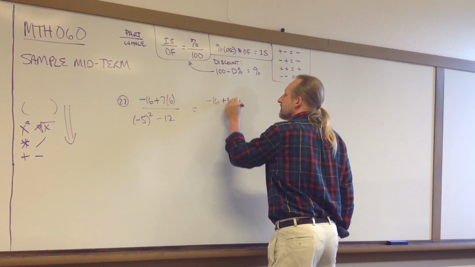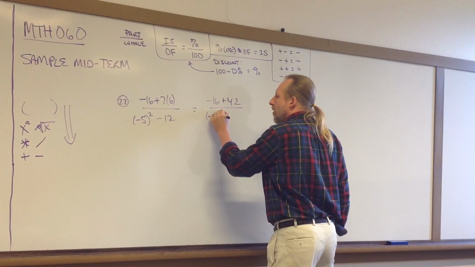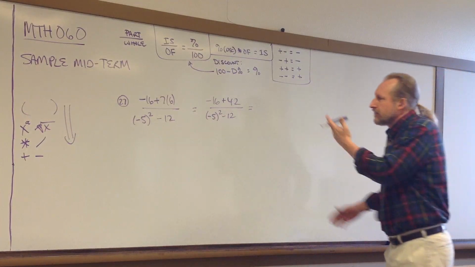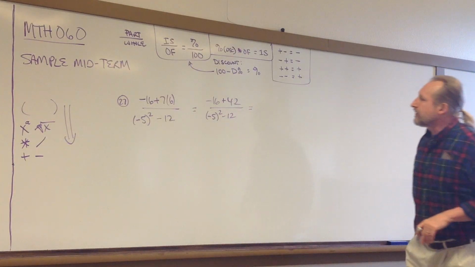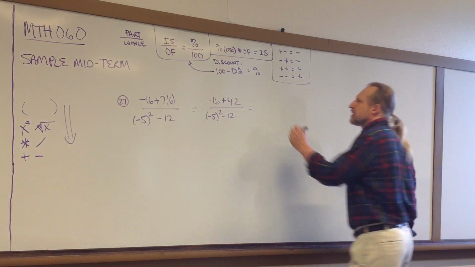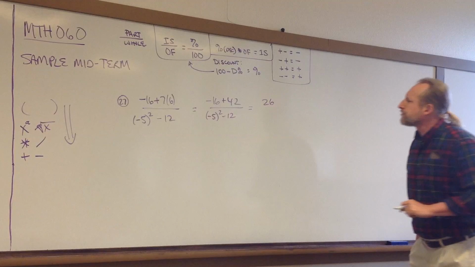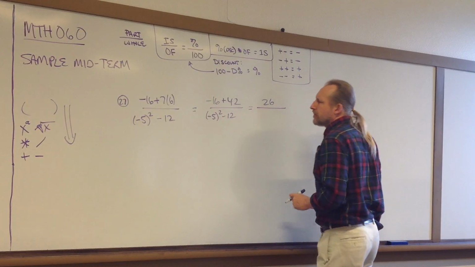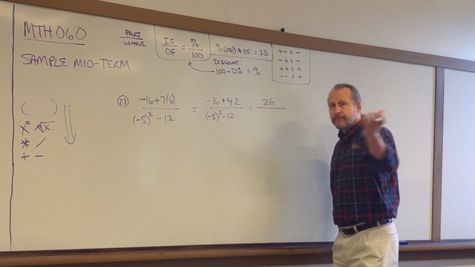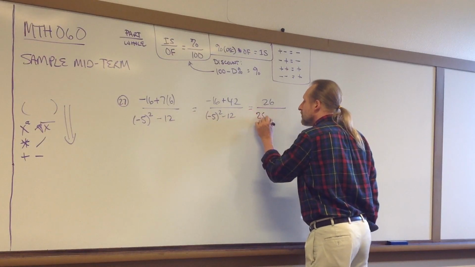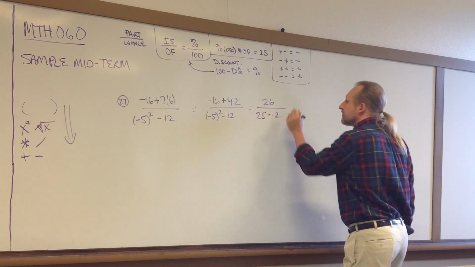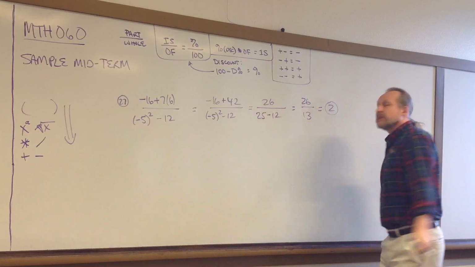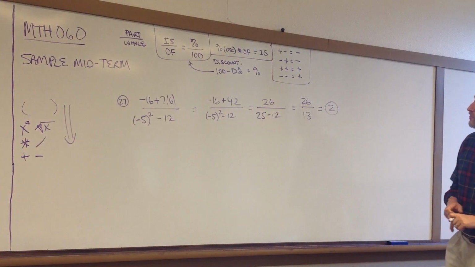And so we'll multiply 7 times 6 is 42. And then we'll do 42, or negative 16 plus 42. I think of it as 42 minus 16. It's the same thing. What is that going to give us? 26. Okay. Positive 26. Then down on the bottom, let's just square that negative 5. Remember, if you're squaring a negative number, you should get a positive answer. Okay, positive 25. And then 25 minus 12 is 13. 26 divided by 13 gives you 2. Okay.